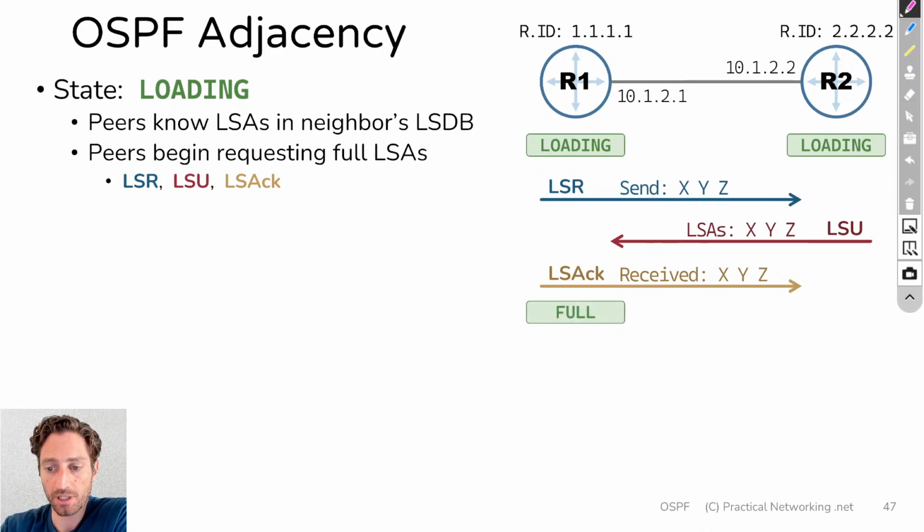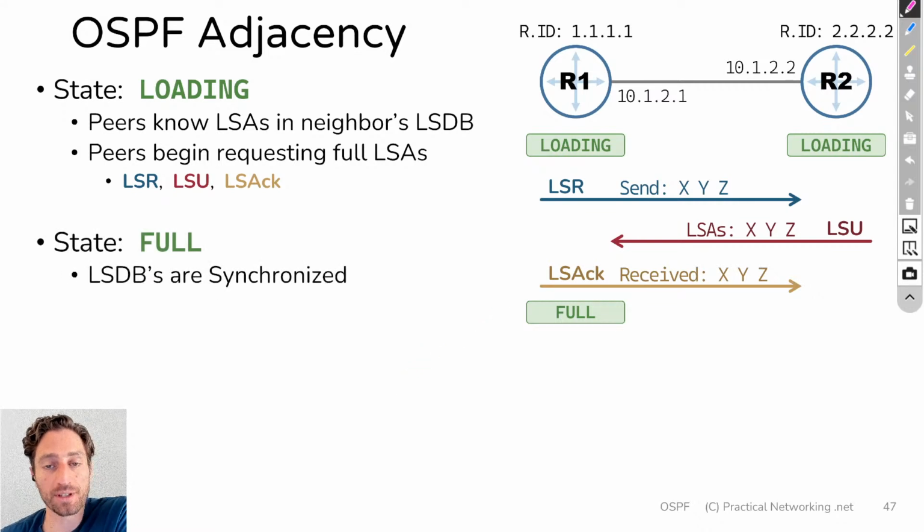As soon as router 1, in this case, sends the acknowledgement for the LSAs, so as soon as router 1 received the LSAs it was looking for, router 1 will go into full state. In full state, the LSDBs are synchronized. Of course, we want to do this in both directions.